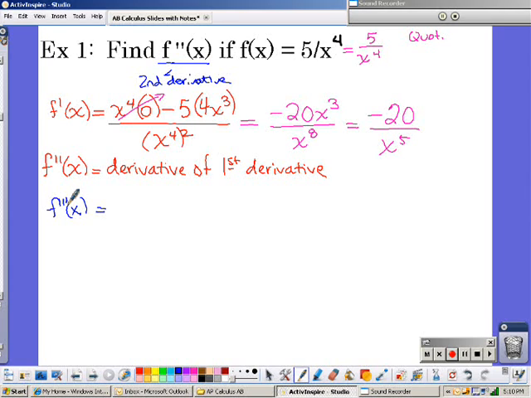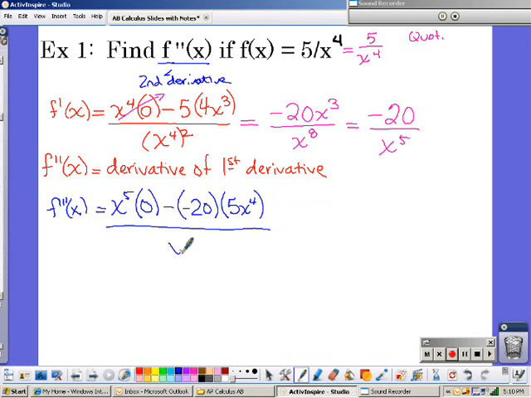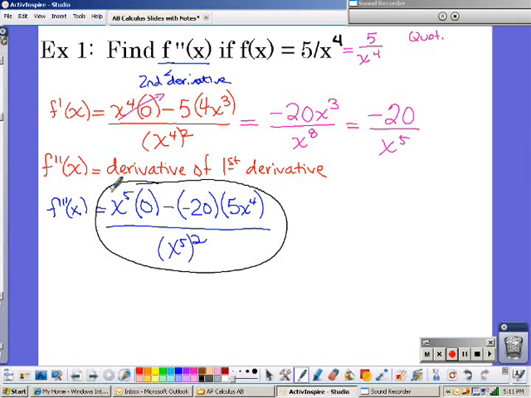So I'm going to use quotient rule again. I've got my low d high, x to the 5th, times the derivative of this negative 20 is 0, minus high d low, 5x to the 4th, over low low, x to the 5th, all squared. Now, since I don't have to go any further, and I'm a mathematician, so I'm lazy, I'm going to stop right here. If you wanted to, you could totally simplify that. It wouldn't be wrong, just don't mess up. But since I don't have to find a third derivative, it just takes less time to go ahead and stop right there.